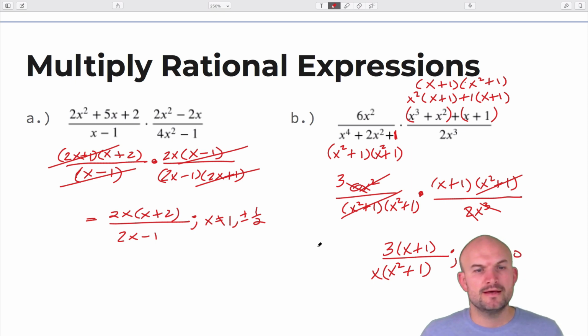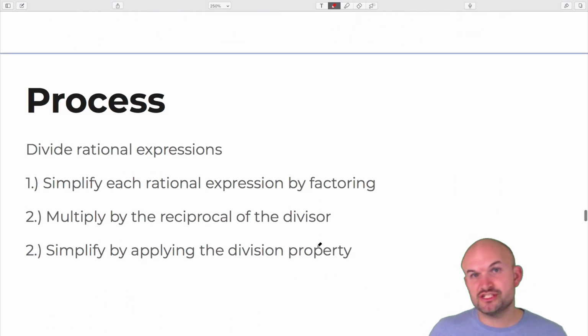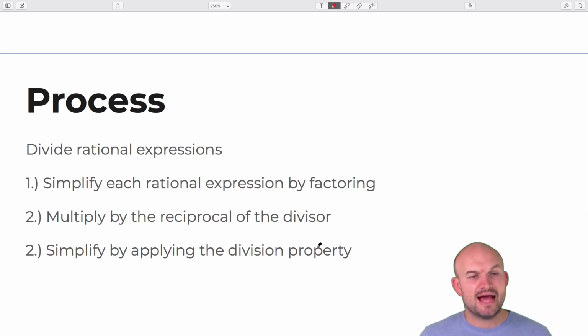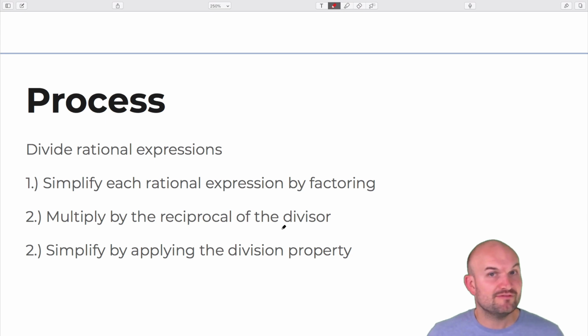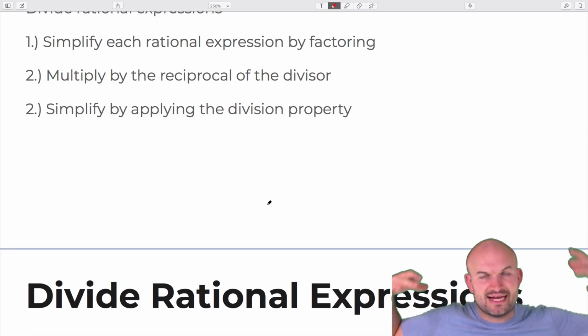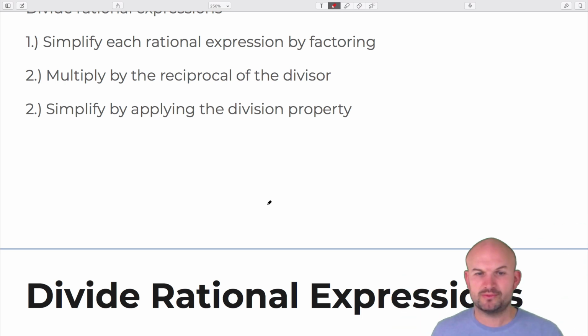Okay? And then we went and talked about division. So division is a little bit different. But again, the same kind of thing. You're going to want to simplify first, or look to simplify. Rewrite it as a product of its reciprocal. So you're going to be multiplying by the reciprocal of the divisor. And then we're just going to, again, simplify using the division property. But again, now that you've written it as multiplication, you can divide across multiplication.